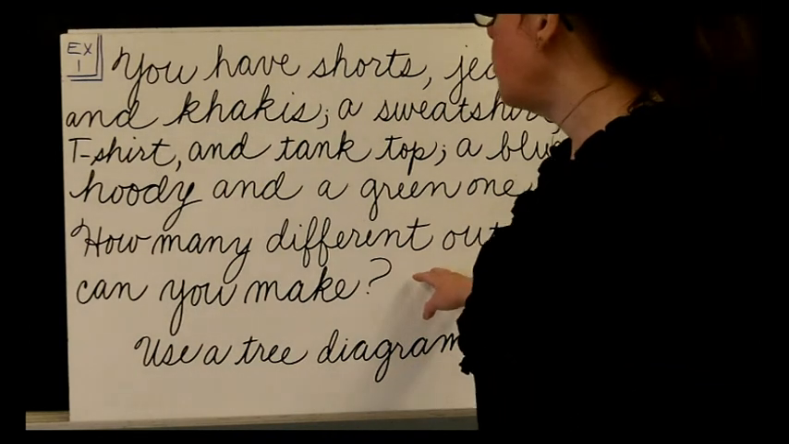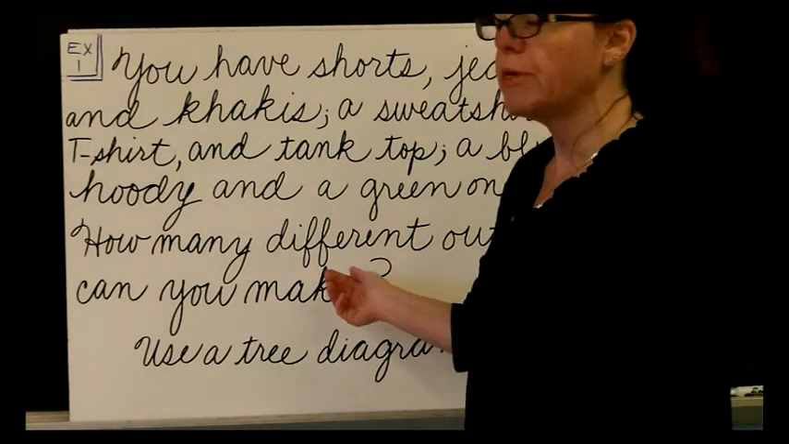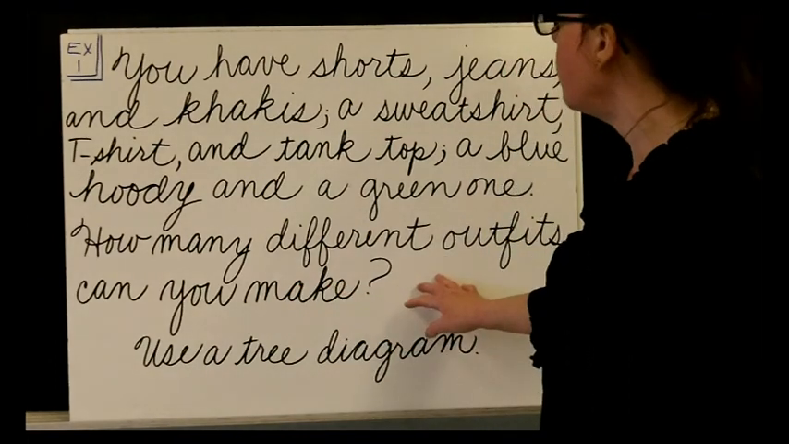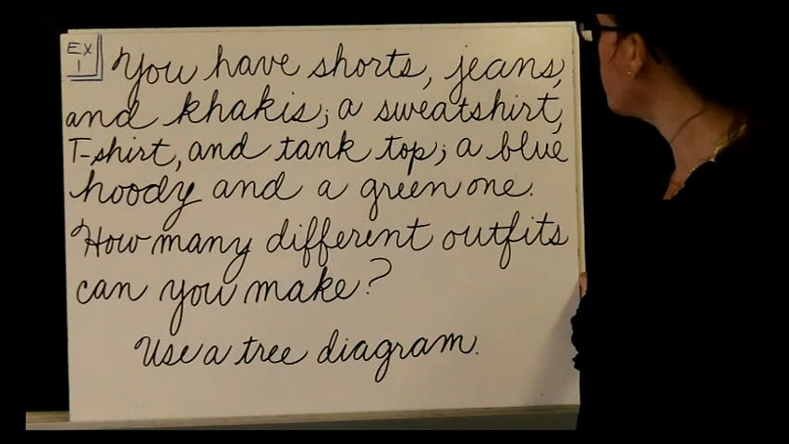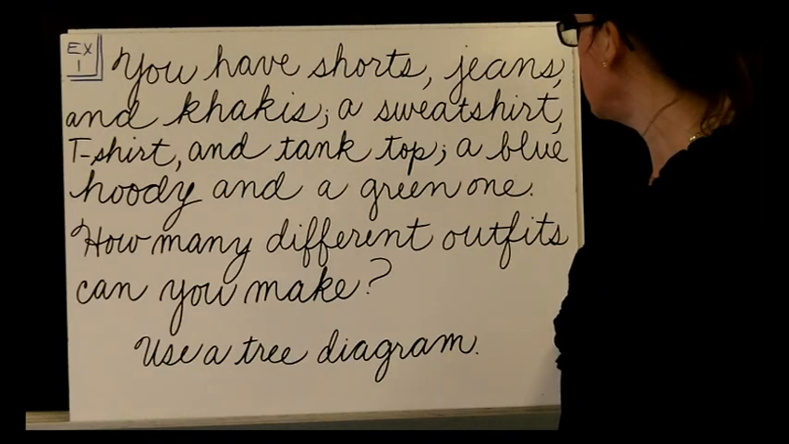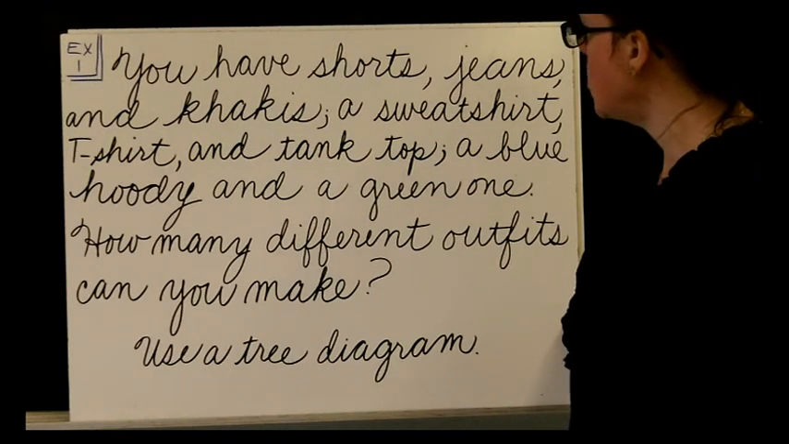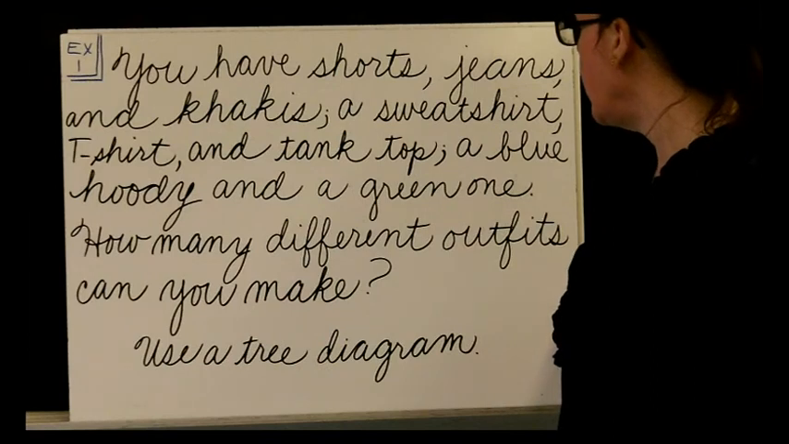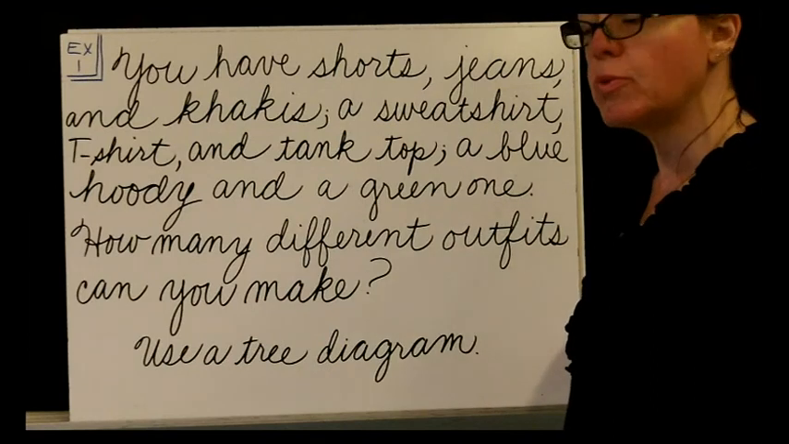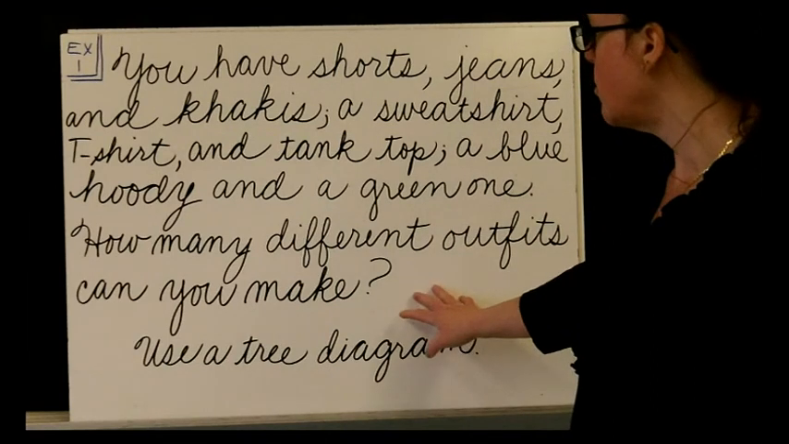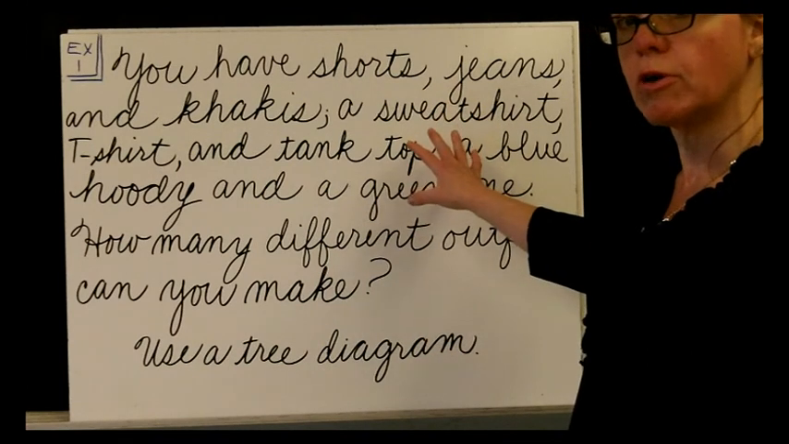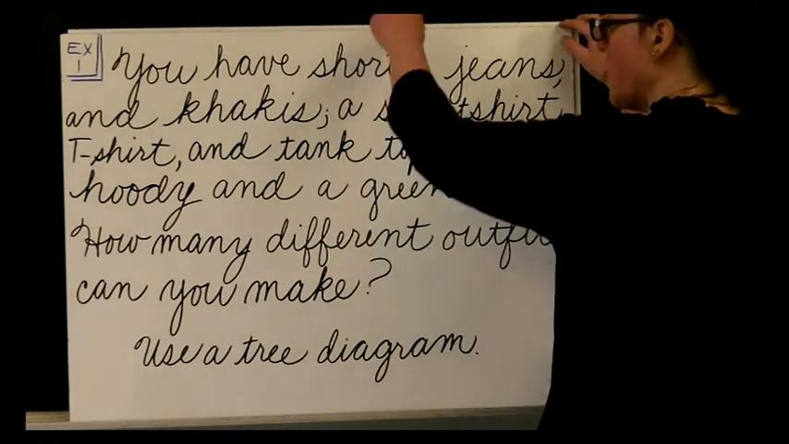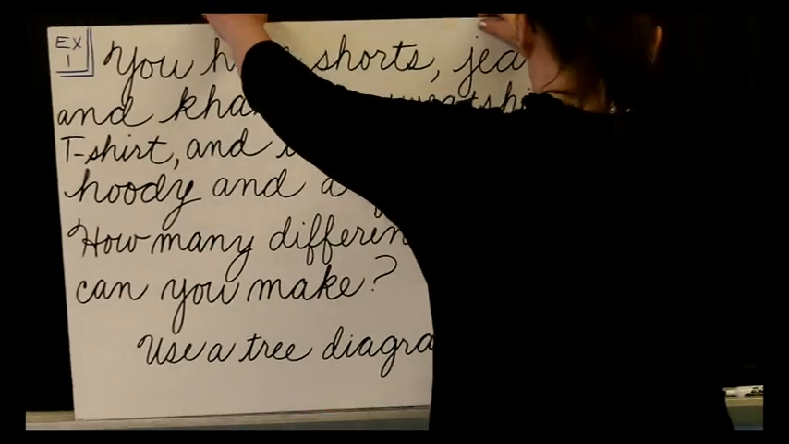Here we have an example of a situation that we probably encounter in our own lives. Picking out what to wear. In this situation, you have shorts, jeans, and khakis. You have a sweatshirt, a t-shirt, and a tank top. And you have 2 hoodies, a blue one and a green one. And what we need to find out is how many different outfits you can make given these articles of clothing. And as I said, we are going to use a tree diagram.